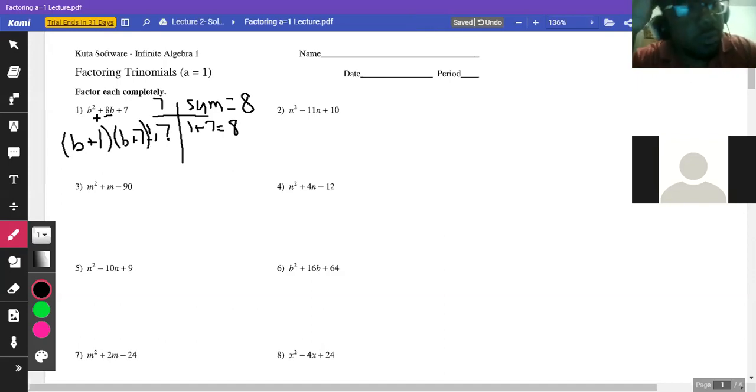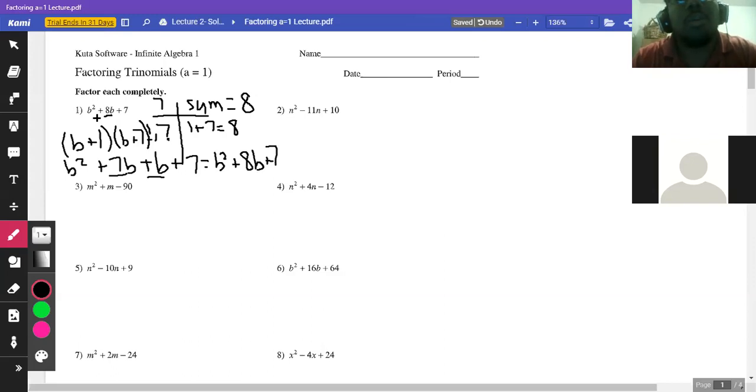All right, so again, I'm going to FOIL this. Multiplying my first terms together, I end up with b squared. My outer terms, I end up with 7b. Multiplying my inner terms, I end up with 1b. And multiplying my last terms, I end up with 7. If we combine like terms, notice I can combine the 7b and the 1b. So I end up with b squared plus 8b plus 7, which is what I wanted, because when I multiply my factors back out I want to get what I started with.